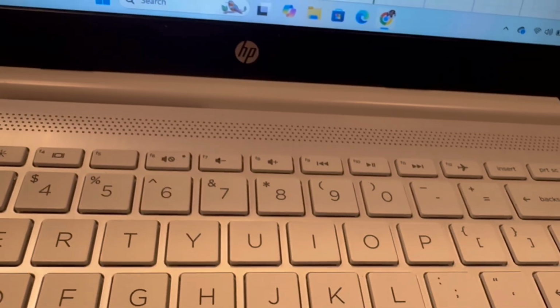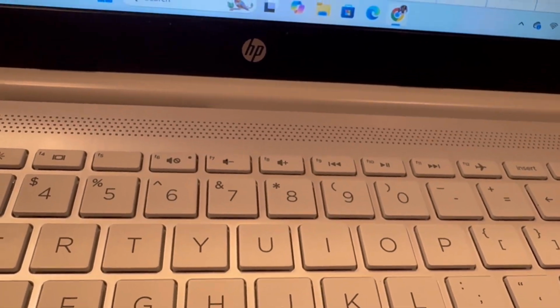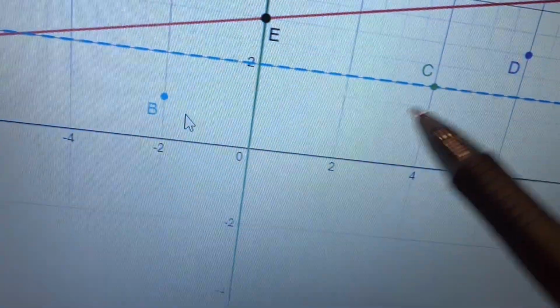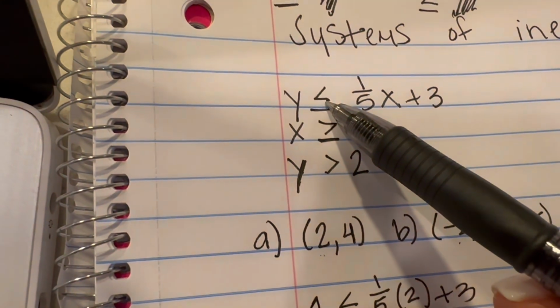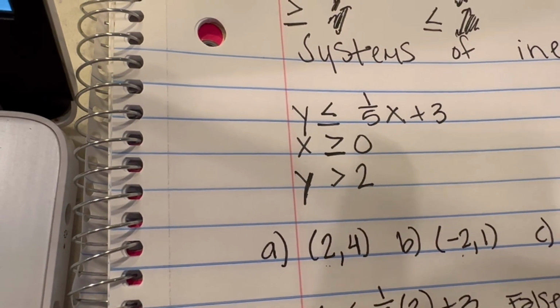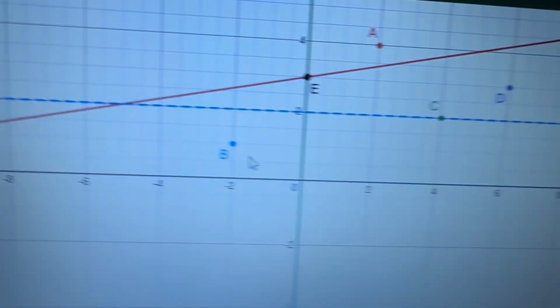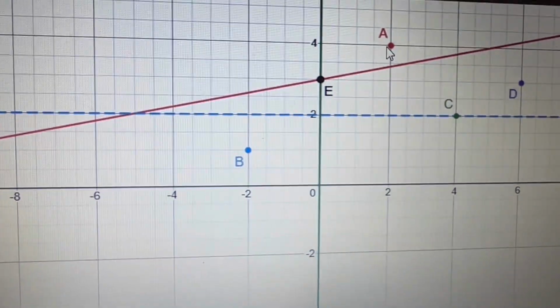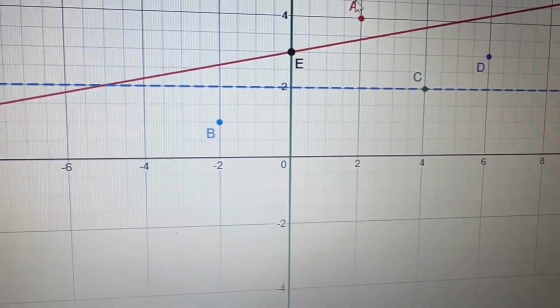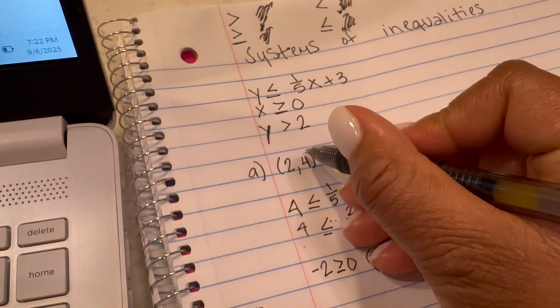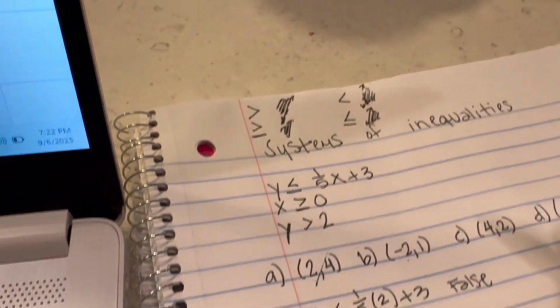All right, so you're going to ask yourself some questions here. The first one, the red one: which points, which dots that you see, which coordinates, are less than or equal to 1/5 x plus 3? Which points are less than or equal to that red line? Let's look at it. Is A less than that red line? No, it's above it, sitting on top of the red. So A is not going to work. Cross it out.